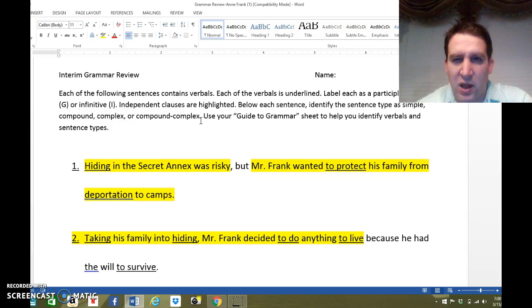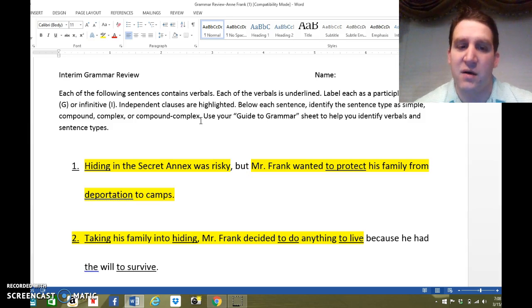So I realize that we haven't done a whole lot of this year. There won't be tons of questions on it on the interim for tomorrow, but I just wanted to go ahead and review it real quickly just to make sure that it was fresh in your mind. So let's look at these first couple of sentences that I took from the Diary of Anne Frank.